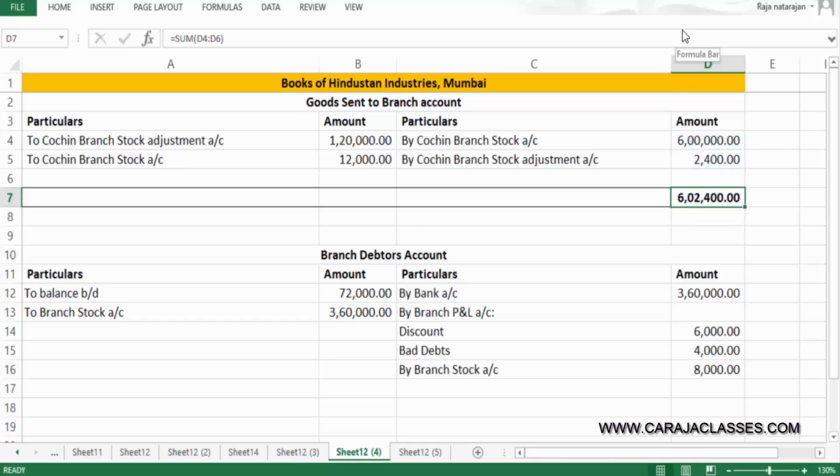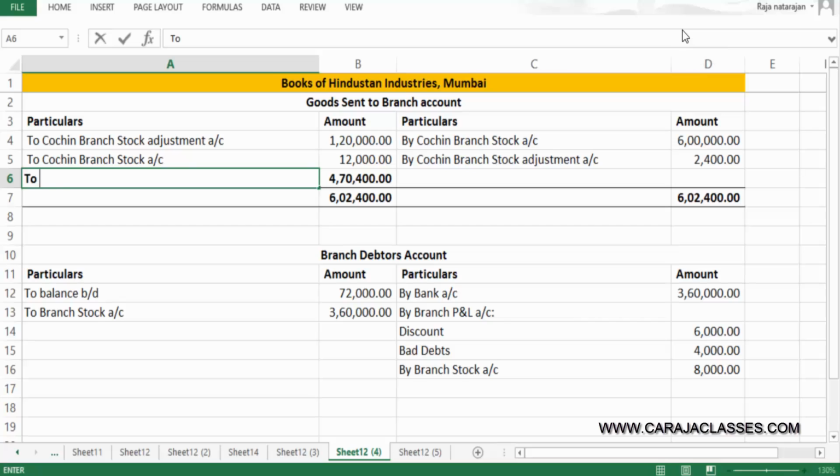On credit we have 602,400. Let's maintain that. So here there is a difference, 602,400 minus 120 minus 12, so it is 470,400. So we'll say to purchases account. Okay, so this is the balancing figure. So this is also taken care.